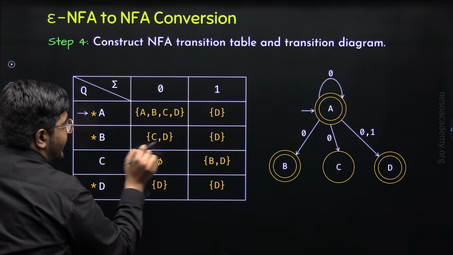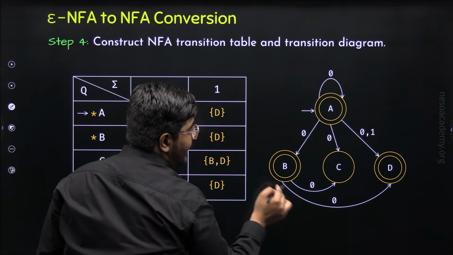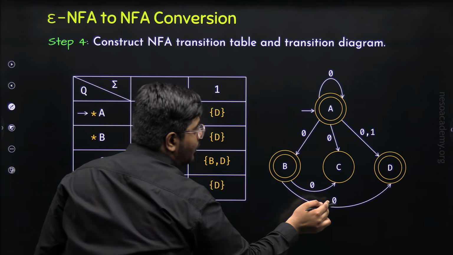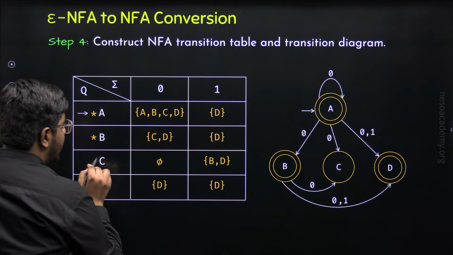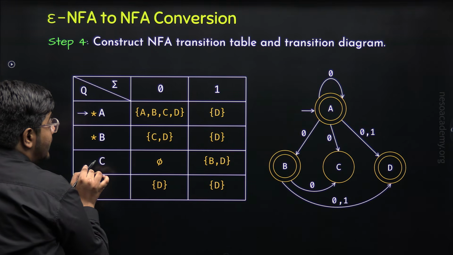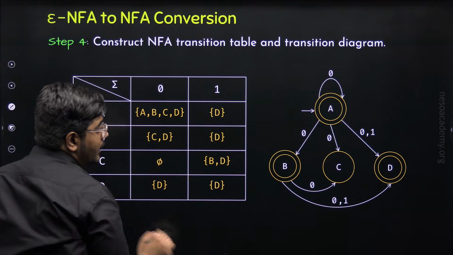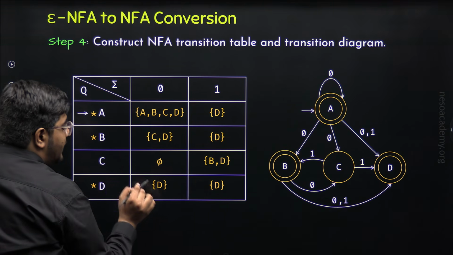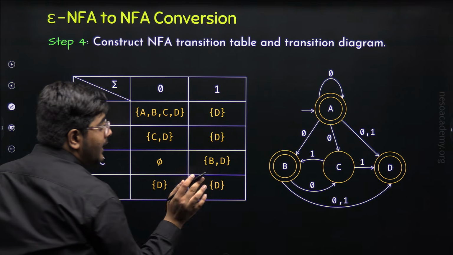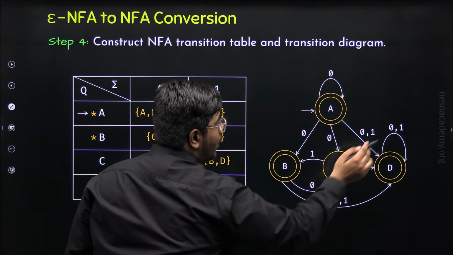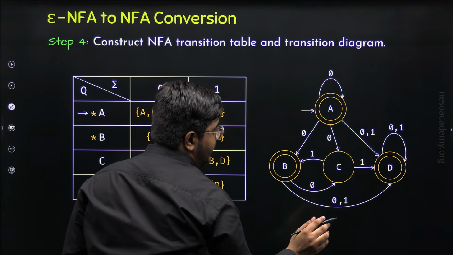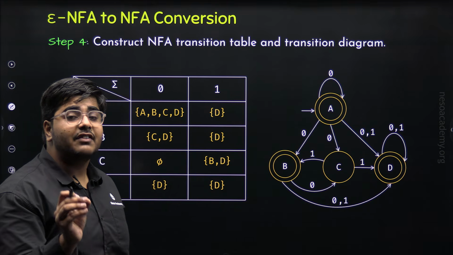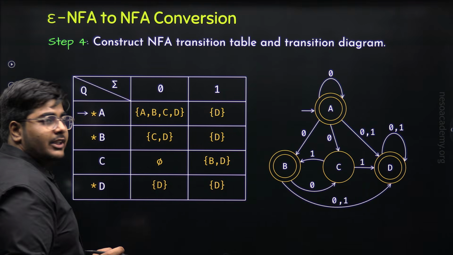B on 0 gives C and D. B on 1 gives only D. C on 0 gives nothing. C on 1 gives B and D. D on 0 gives D and D on 1 gives D. That means we will create a self loop of 0, 1 over the state D. This is the transition diagram of our NFA that we have constructed from this transition table.